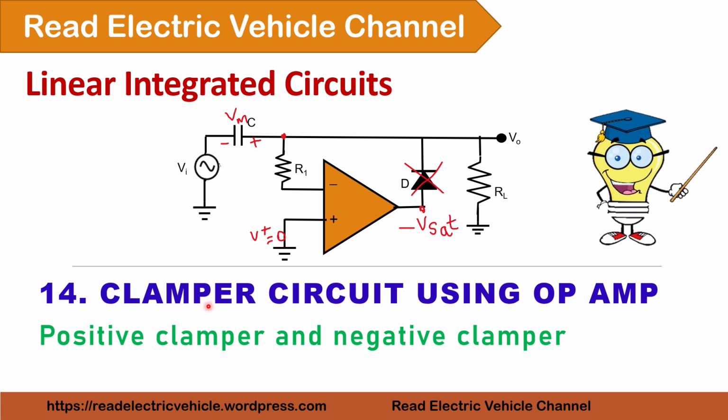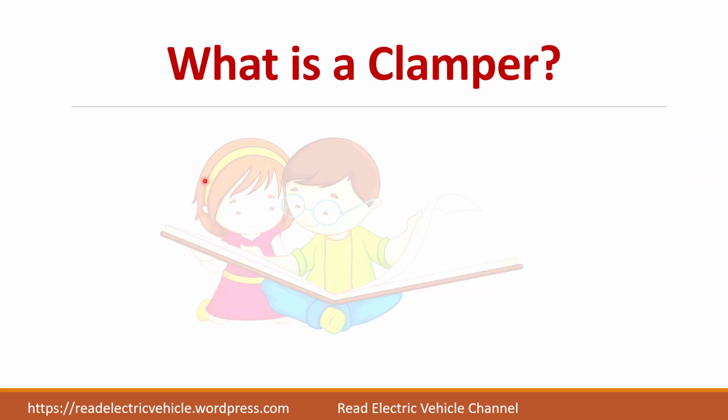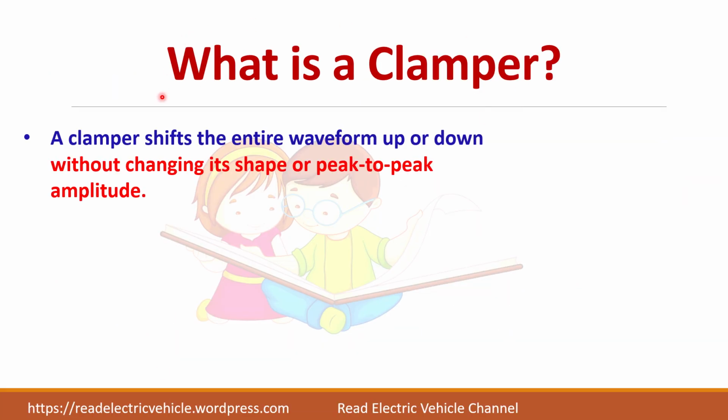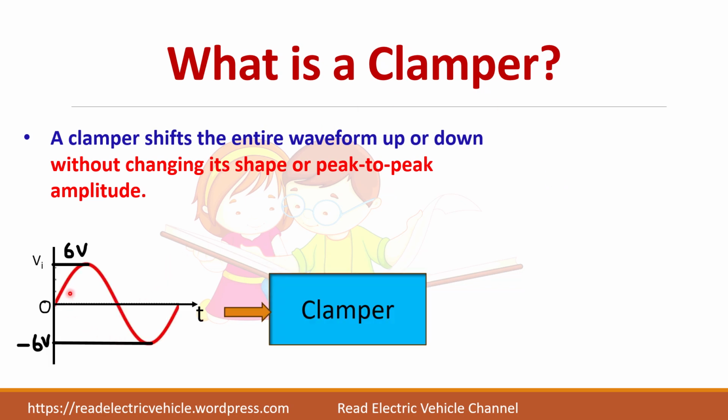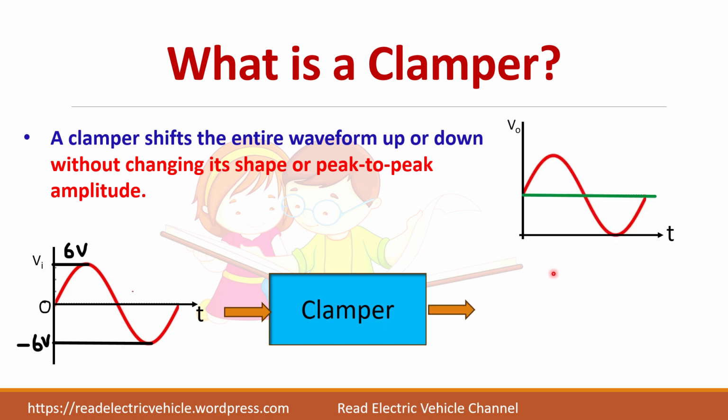Everyone, in this video we are going to see how to design a clamper circuit using op-amp. What is a clamper? It is an electronic circuit which can shift the entire waveform. For example, if this is my input waveform, the clamper circuit can shift this waveform above the reference line. So here my reference line is 0 volt.